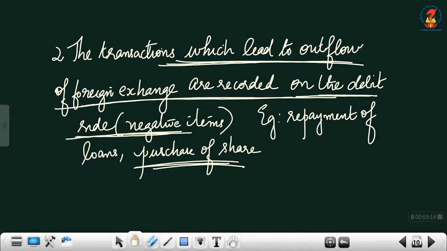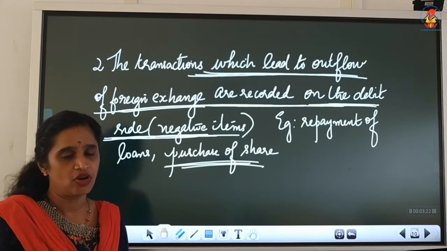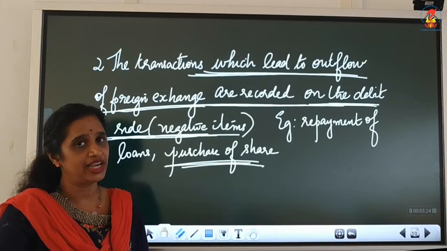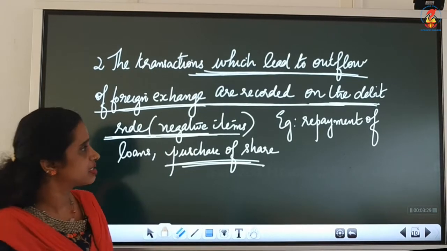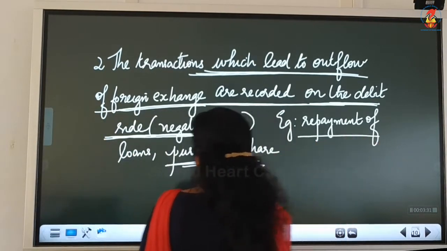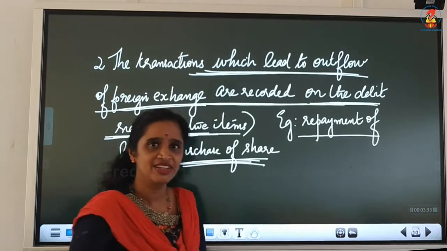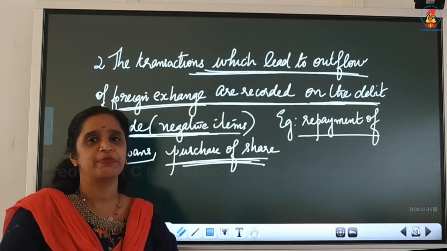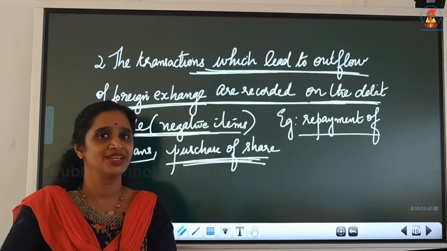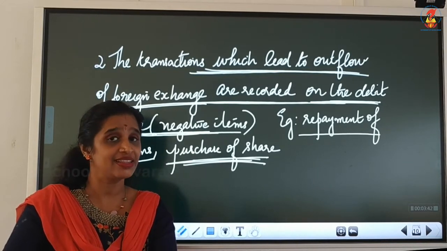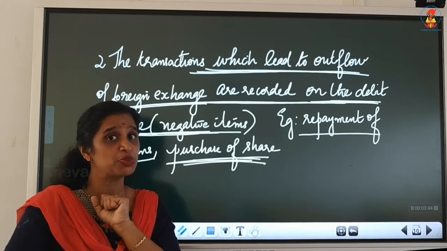So all kinds of outflow of foreign exchange are recorded on the debit side of the capital account. So you have an idea what all things come under credit side and what all things come under debit side. Example, I told you repayment of loans, purchase of share. There will be a confusion regarding the purchase of share. When we are purchasing the share, now we are giving the money. Money is flowing out. In that case, it can be debited because money is flowing out.